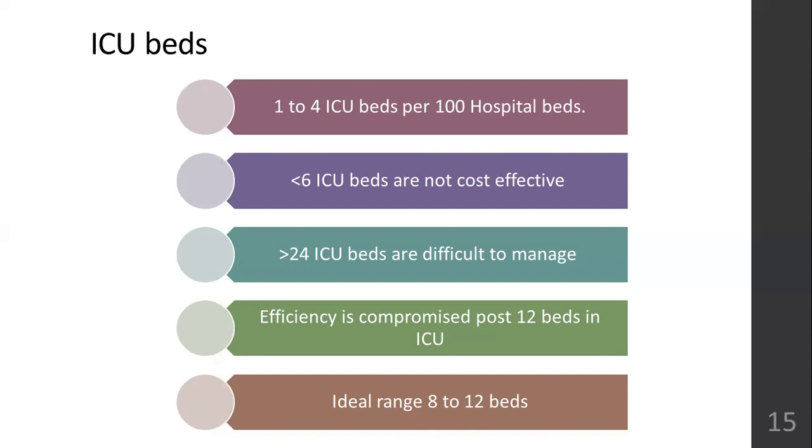Efficiency is compromised post 12 beds in the ICU. As soon as you have more than 12 beds in the ICU, your staff's efficiency to provide good care reduces. So the ideal range is 8 to 12 beds. That is the ideal range. It will make profit for your hospital, plus it will be a good service that you give to your patients. Okay, this is about the ICU beds.